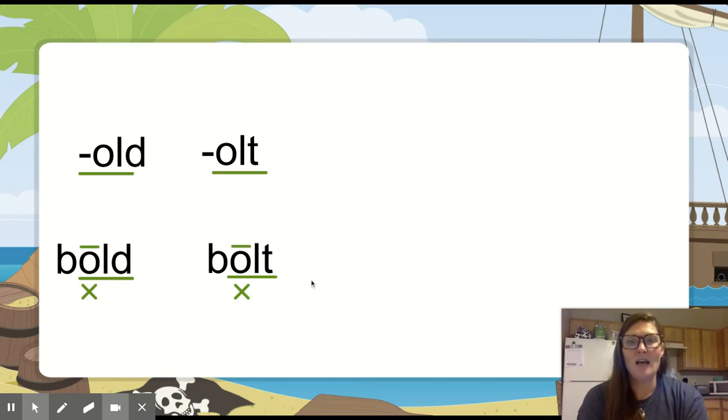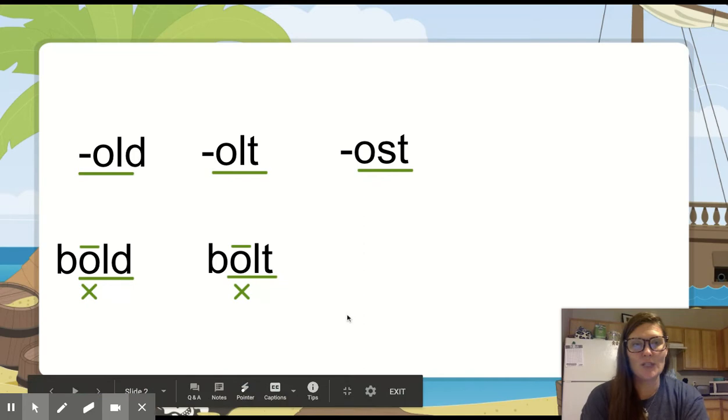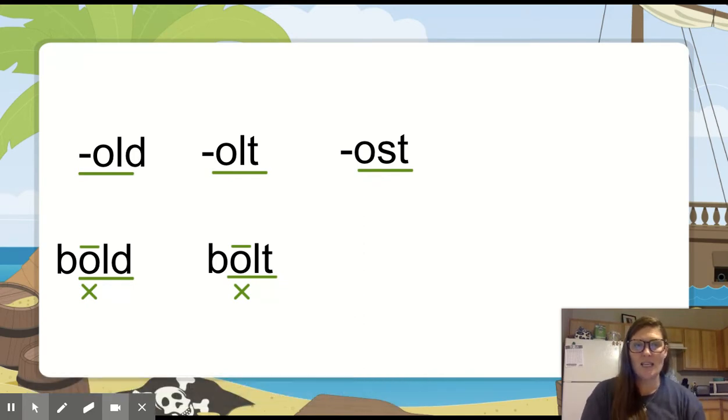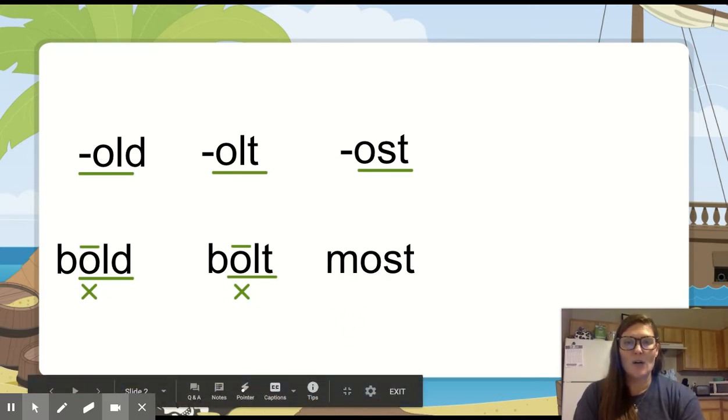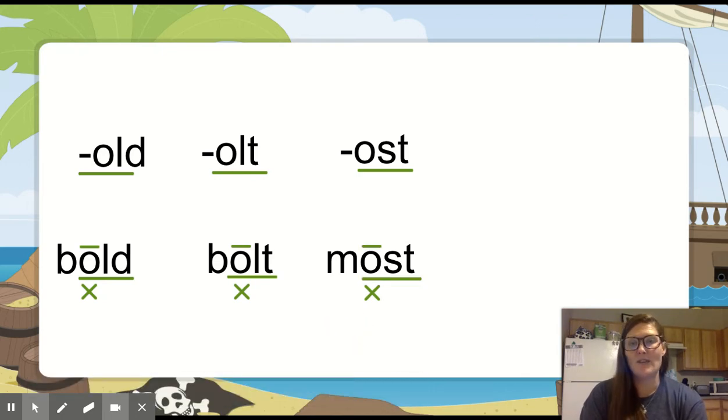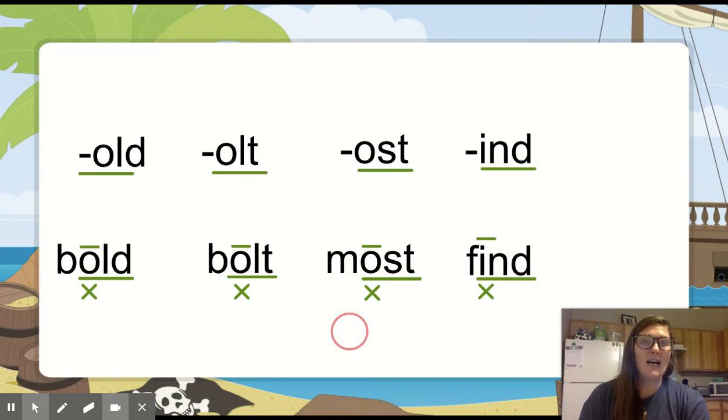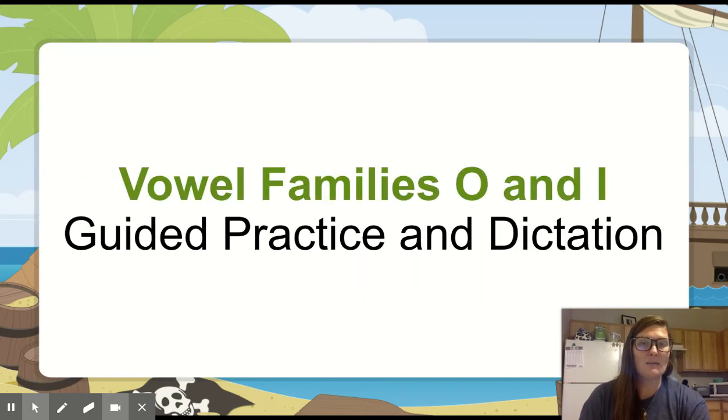And then we have ost, right? Same with this one. We have those two guardians at the end, but the O is long in this word, most. Okay, so we have the X under the vowel, and we underline that vowel family, and the vowel is long. Okay, so another example of an ost word is host. All right, good. We're going to skip over these I vowel families, and we'll come back to them tomorrow.